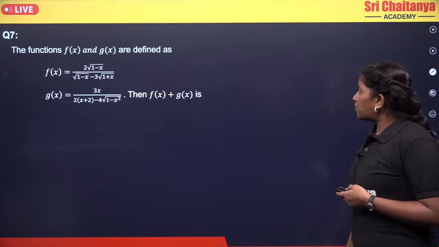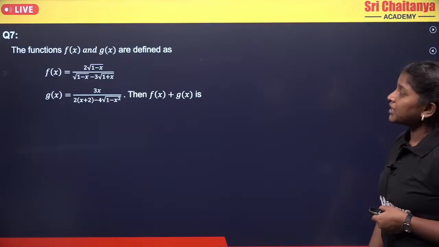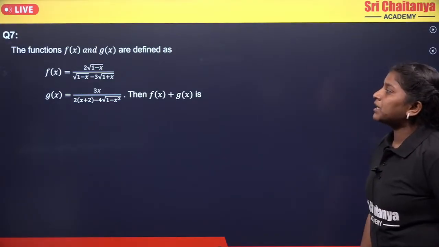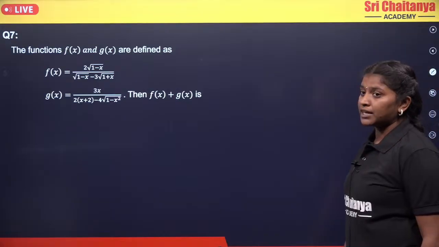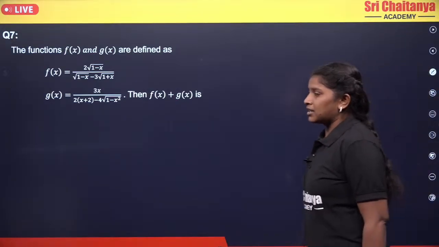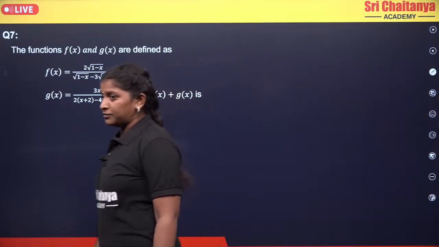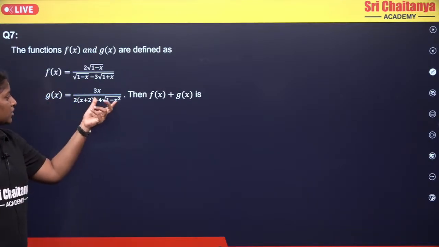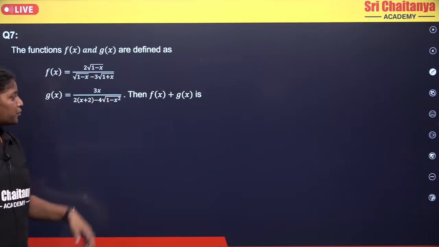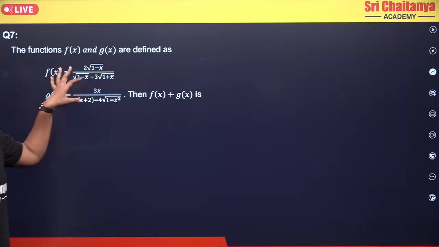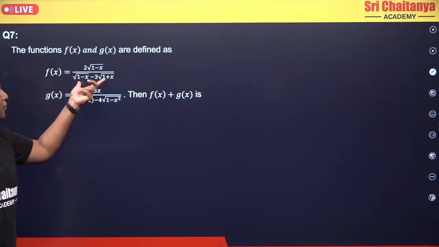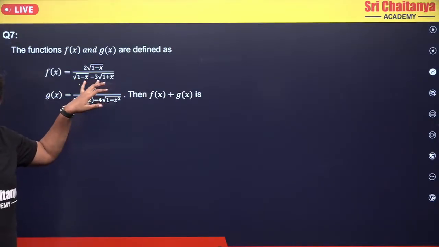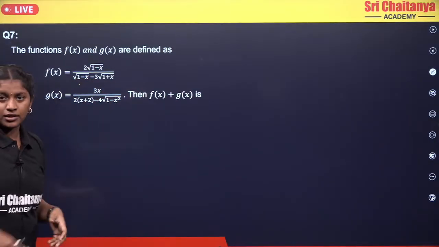Fine. Now moving to the next: the functions f of x and g of x are defined as f of x equals 2 root of 1 minus x by root of 1 minus x minus 3 root of 1 plus x, and g of x is given by 3x by 2 into x plus 2 minus 4 into root of 1 minus x square. I think most of you know, if you have a root in your denominator, in order to eliminate that root, we are just going to rationalize it, right?